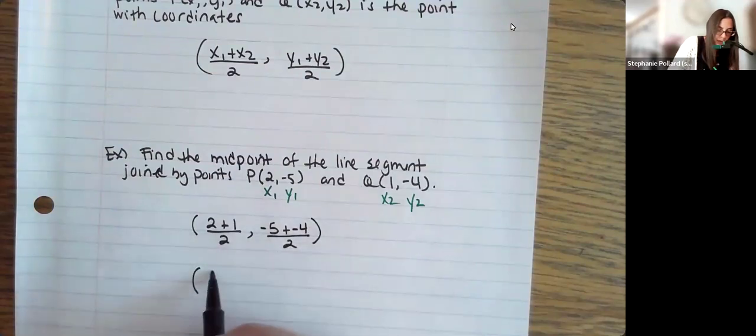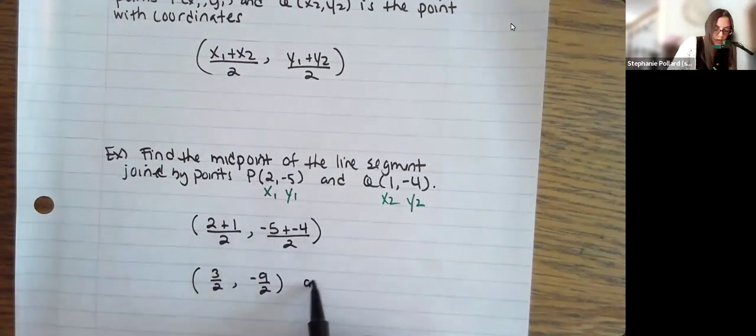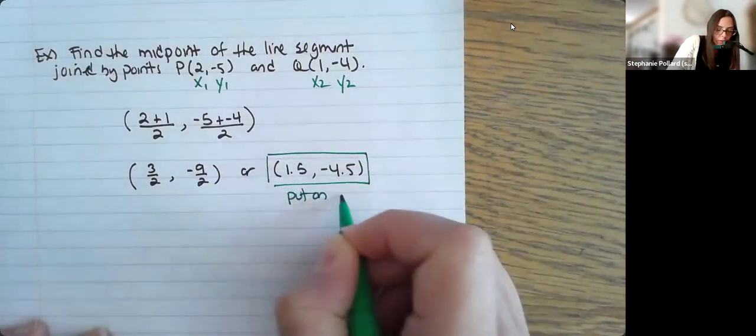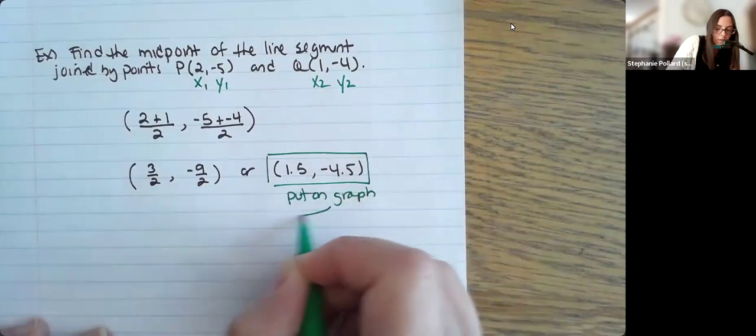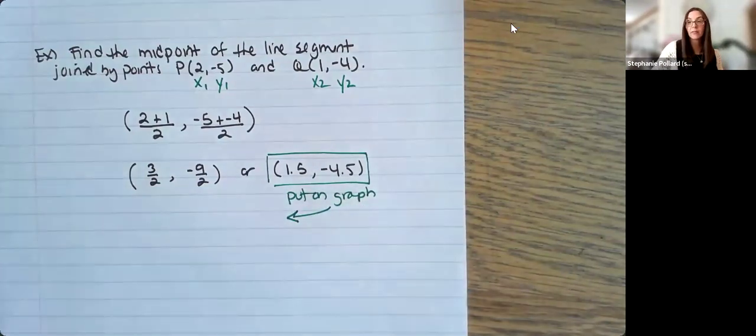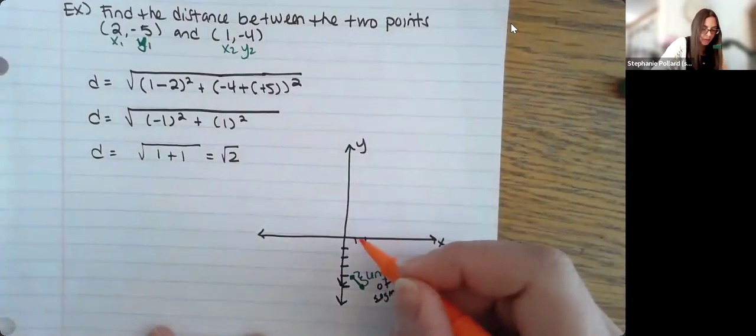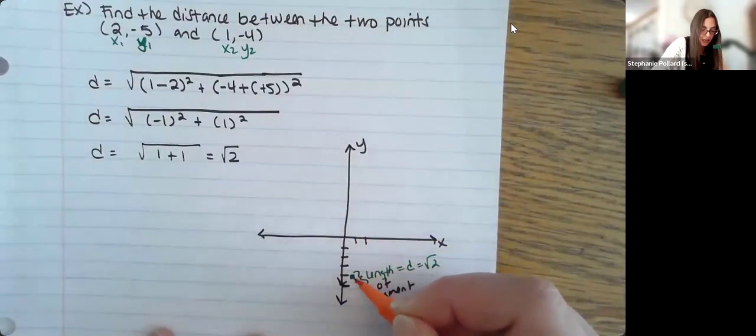2 plus 1 is 3. And then here I have -9 over 2. Or if you prefer the decimal form, I would have 1.5, comma, -4.5. Now, if I go back to my picture on the first page quickly, and try to graph this. All right, on the previous page, let's remember 1.5, -4.5. You would see that you get the point about right here.